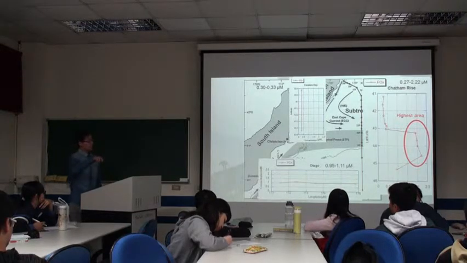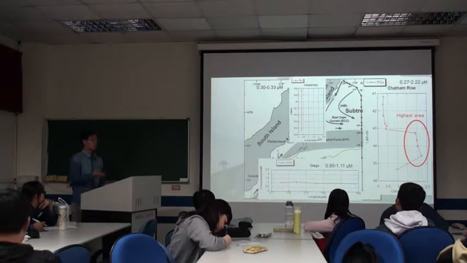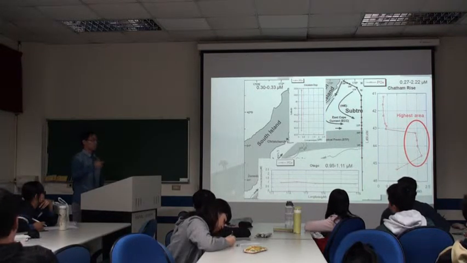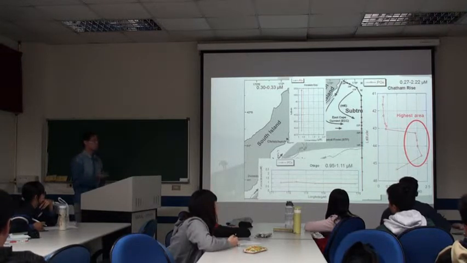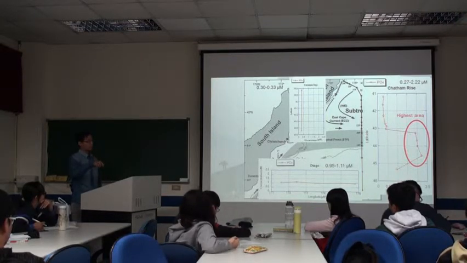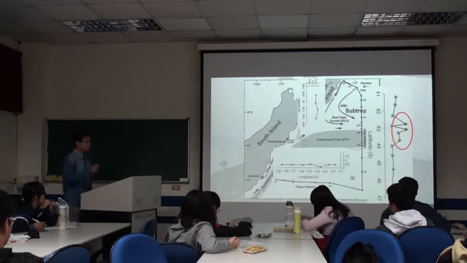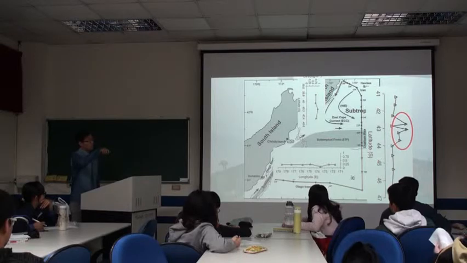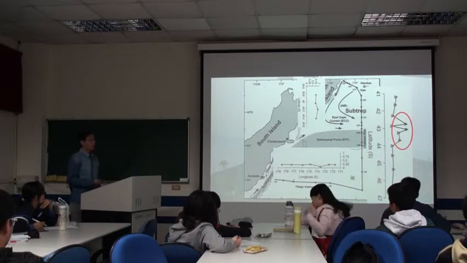And nutrients are highest here because a front is two types of water mixing together, transferring water to the surface. So the nutrients will be highest here. So the nutrients and iron are high, and the chlorophyll a was high here.